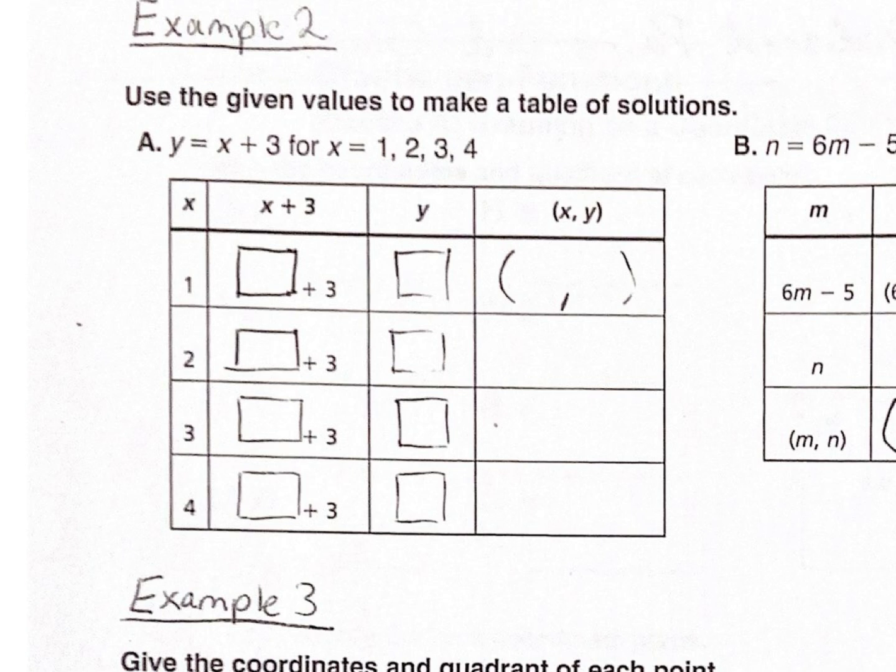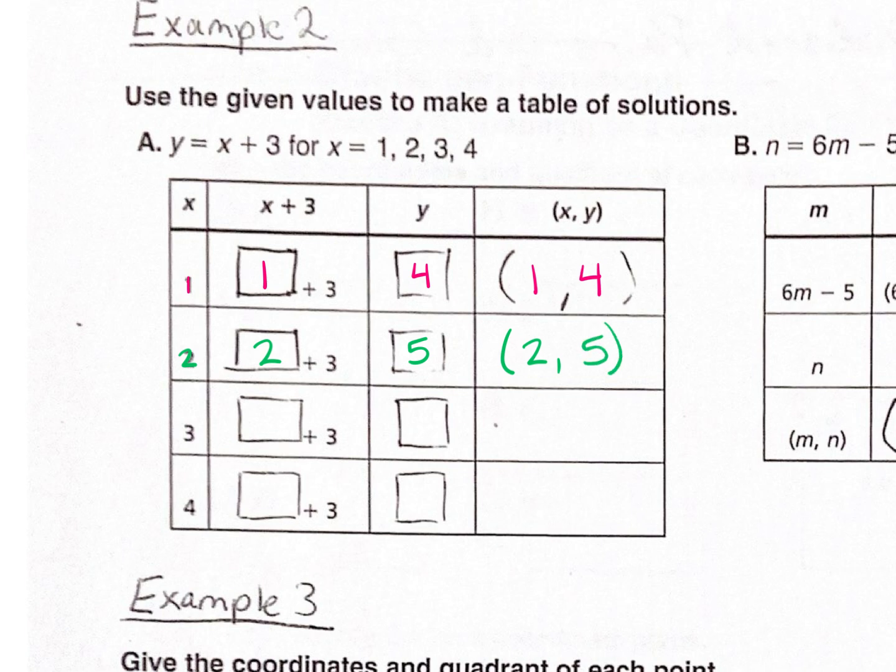For example 2, problem A, we're going to use the given values to make a table of solutions. We have this equation, y = x + 3, and we're just going to plug in these values for x and find out what y is, and then we'll write ordered pairs. So we're plugging into x plus 3. The first one is a value of 1 for x, so we plug in 1 plus 3. That is 4. So our ordered pair, x is 1, y is 4. For our next one, we have the next coordinate of 2. So we plug in 2 for x, so 2 plus 3 is 5, and we get the ordered pair when x is 2, y is 5.